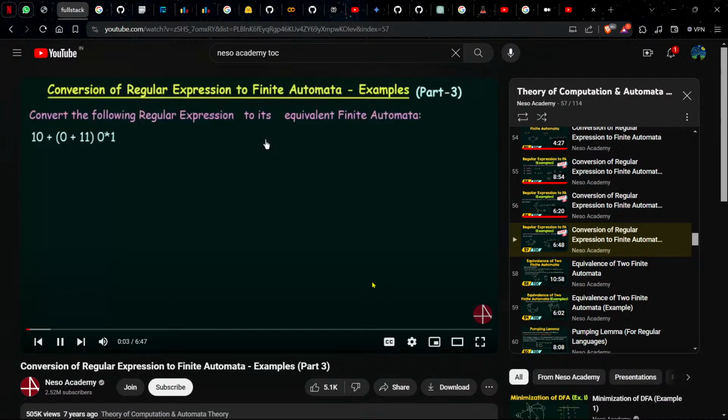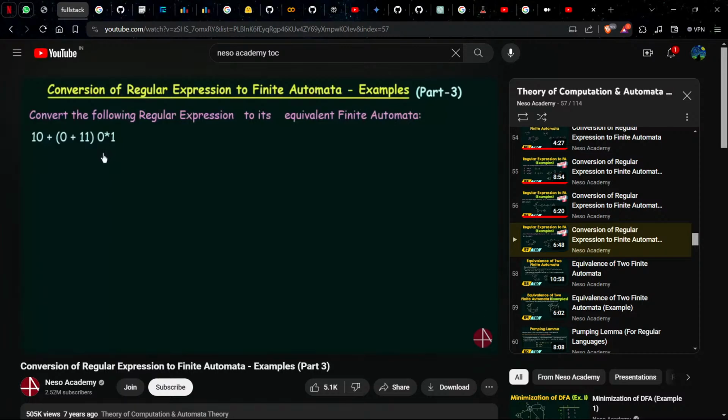In this lecture, we will be seeing another example of conversion of regular expression to its equivalent finite automata. So here we have a regular expression given, and we will convert this to its equivalent finite automata. Since this is a long one, we will try to break it down into small parts, and then we will design it in a simple way, and then we will keep expanding it till we get the required finite automata.